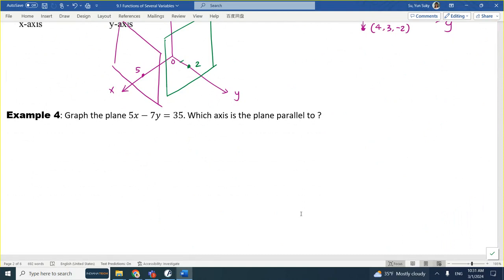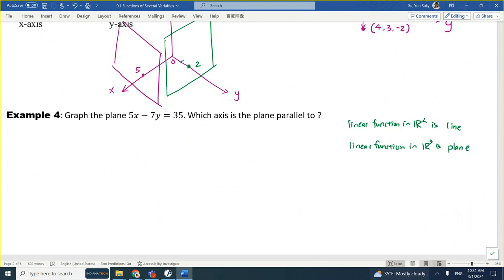Do you all know a linear function in the xy plane is a line? Yeah, a linear function in R2 is a line. A linear function in R3 is a plane. Okay, so let me write it down. Linear function in R2 is a line. Linear function in R3 is a plane.